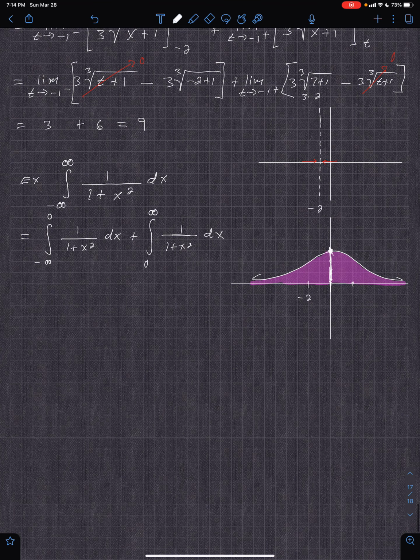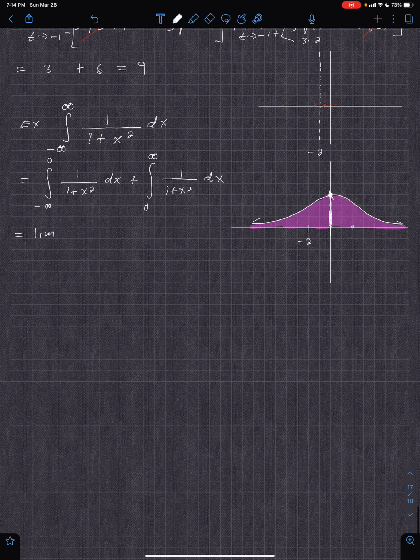All right, so then let's put in our limits. Now we're approaching infinity again, right? It's a horizontal asymptote. So t approaches negative infinity, and we'll go from t to 0 of 1 over 1 plus x squared dx, plus the limit as t approaches positive infinity, integral 0 to t, 1 over 1 plus x squared dx.